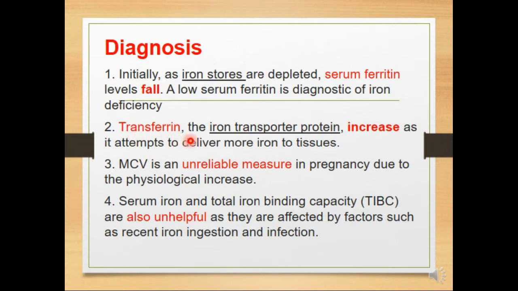Transferrin is the iron transporter protein. This iron transporter protein increases as an attempt to deliver more iron to tissue. So the diagnosis of iron deficiency will depend on serum ferritin, which is the iron store, and on the iron transporter protein, which is transferrin. MCV is an unreliable measurement in pregnancy because of the physiological increase. Serum iron and total iron binding capacity are also unhelpful as they are affected by factors such as recent iron ingestion and infection.